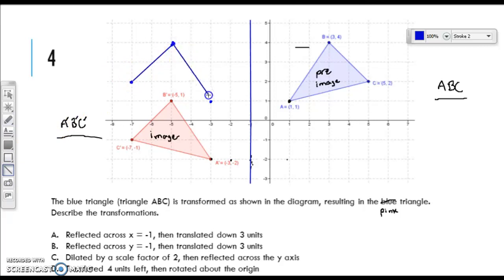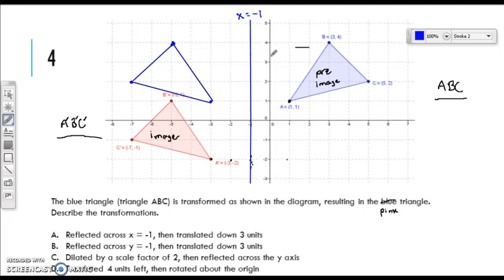All right, so I've made one transformation. I reflected it across the line. What line is that? Remember, it passes through the x-axis, so that line is x equals -1, okay? So I have reflected it across x equals -1.